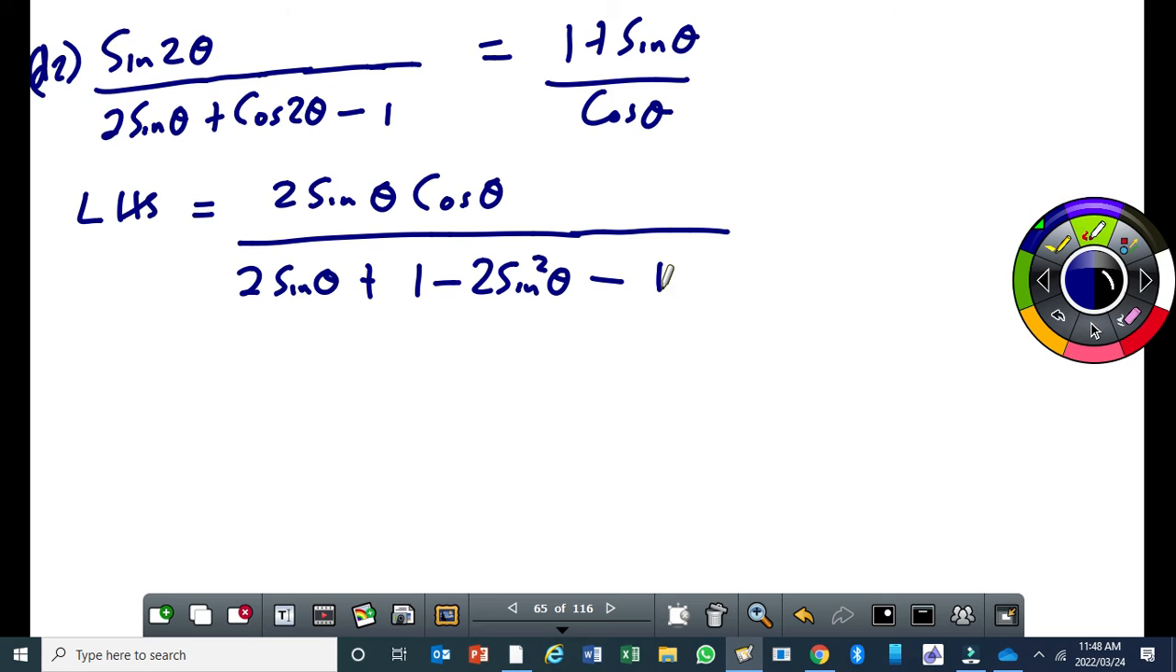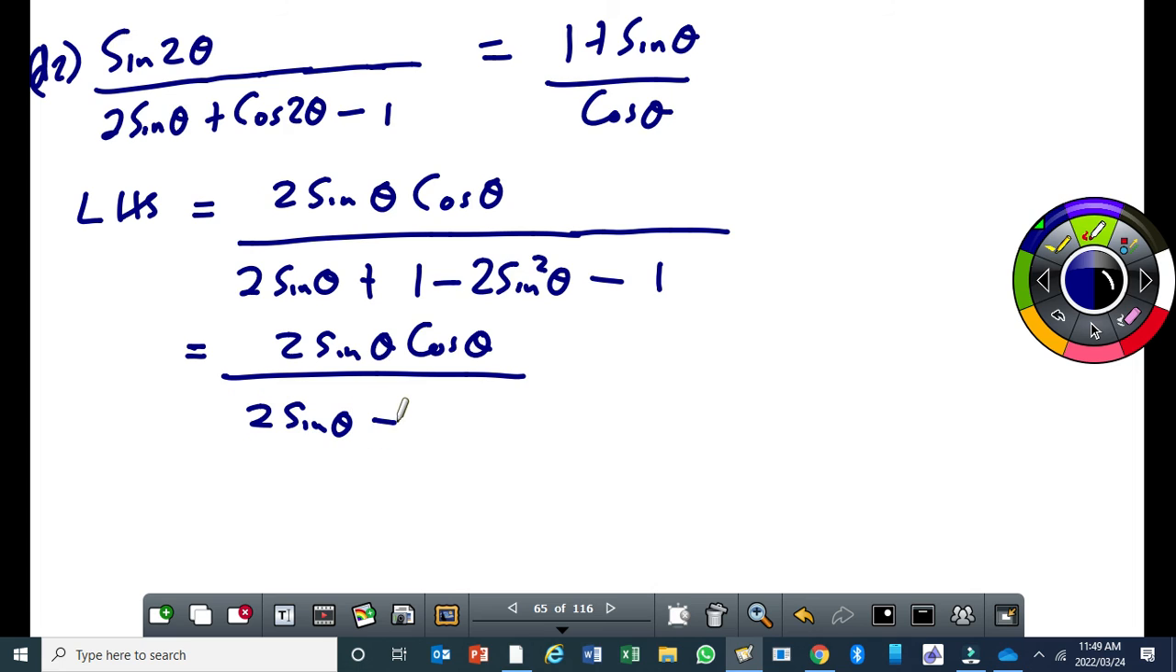Okay, the reason why I decided to use this double angle here is because I've got this 2 sine theta. How am I going to be able to eliminate it? If I use number 4 here, I'll probably be complicating the question, because I'll end up having 2 trig ratios in the same expression, and that makes things very complicated. Then we get 2 sine theta times cos theta all over. Now, 1 minus 1 gives me a 0. So I'll end up having 2 sine theta minus 2 sine squared theta. Like that.